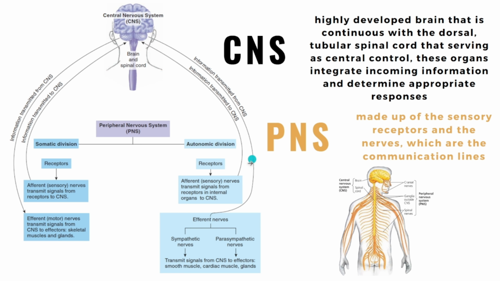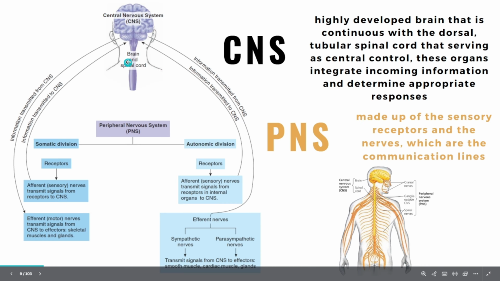Okay, so this is the simple one. Normally, the central nervous system is the key component in your brain. It's a very important component that can integrate the information to decide whether you want to do something or not.